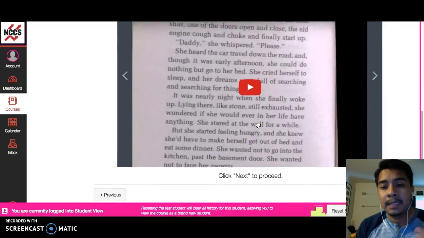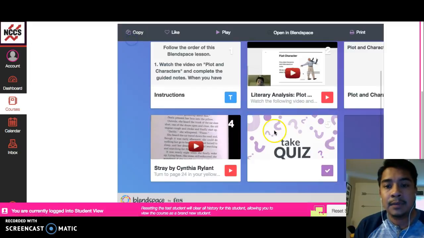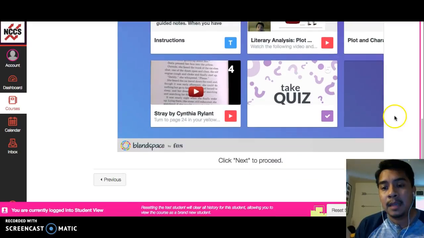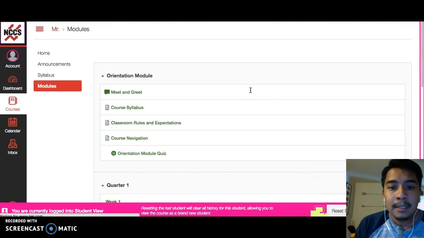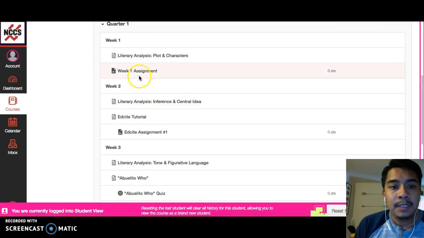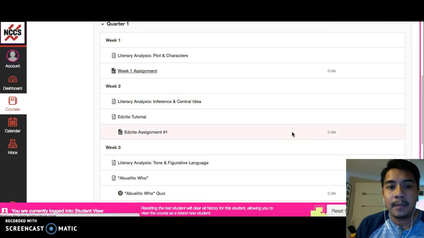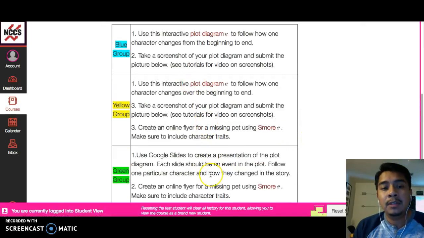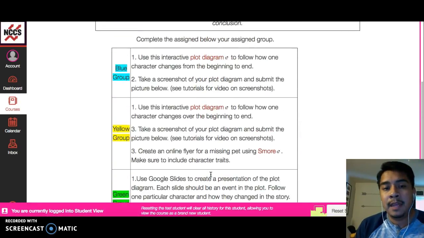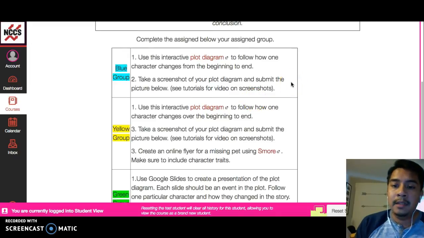Then they will have a reading, and that reading will be something from a sixth grade level literature book. And then they will take the quiz on that reading just for comprehension's sake. When they go back for week one, you will see here week one assignment. And I have tiered those assignments for the blue group, yellow group, and green group. So each one of them is based on individual student needs.